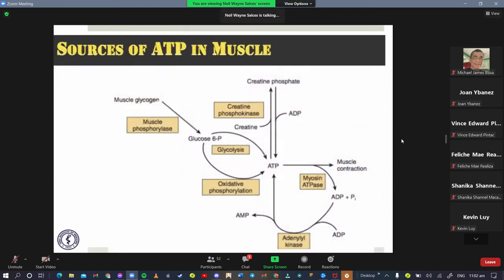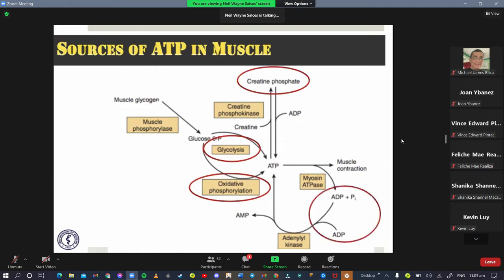This diagram shows the sources of ATP in muscle. We all know that ATP is required as the constant energy source for the contraction and relaxation of muscle. It can be generated by glycolysis using blood glucose or muscle glycogen, through oxidative phosphorylation, from creatine phosphate, and lastly, from two molecules of ADP in a reaction catalyzed by adenylate kinase.